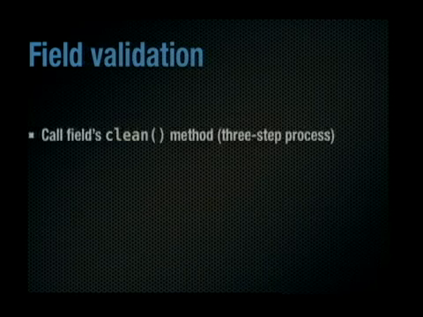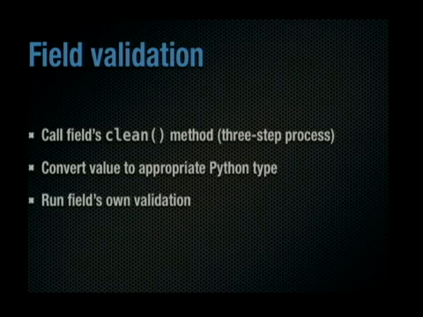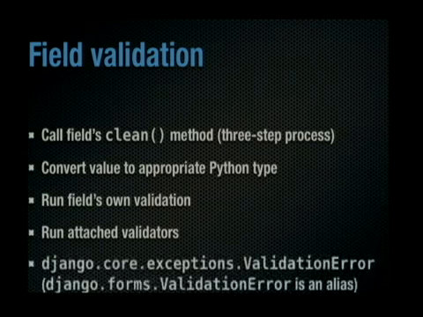Field validation, basically there's a method called clean. It implements a three-step process, kind of like what we saw in model validation. The first step here is we convert the value to an appropriate Python type. Then we run the field's own validation method. Then we run any validators that are attached to the field. We will end up raising django.core.exceptions.ValidationError. In older versions of Django, you would see mention of something called django.forms.ValidationError. That still exists, but it's an alias back to this, so that we have a single unified validation error that's raised by both models and forms.